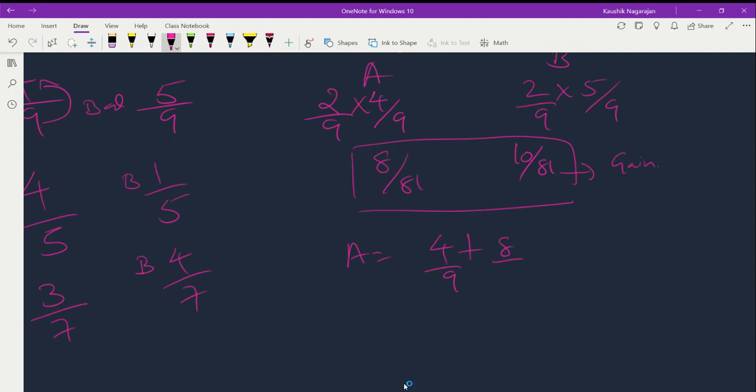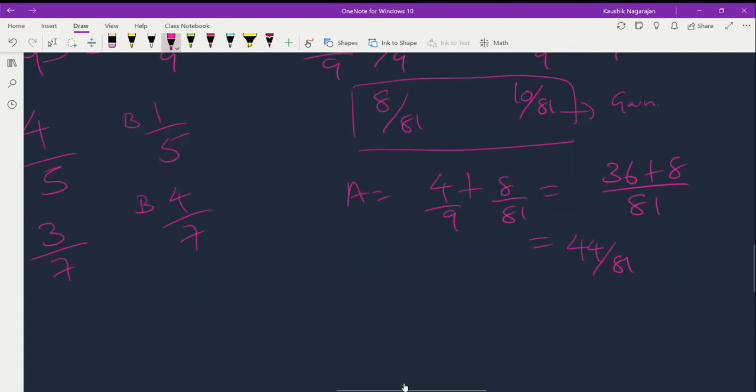Plus gaining is 8 by 81. For 9 and 81, LCM will be 81. 9 into 9, 4 into 9. 4 nines are 36. Plus 81 into 1 will be 81. 1 into 8 will be 8. So 36 plus 8 will give you how much? 44 by 81. In the same way, you calculate it for the other partner.